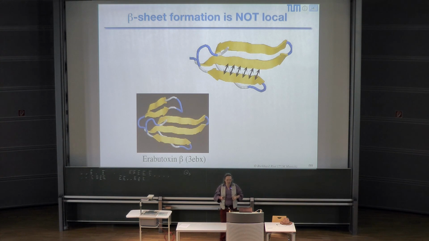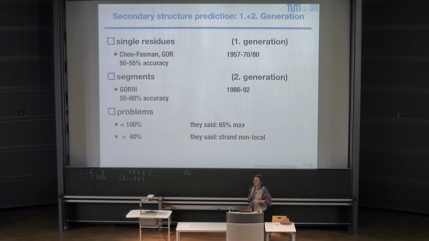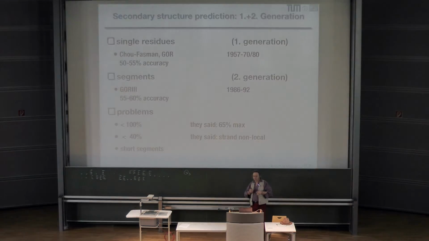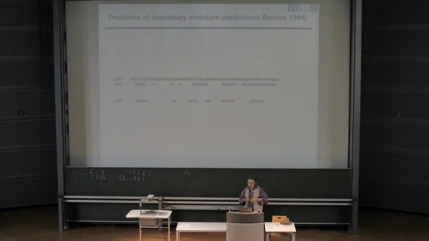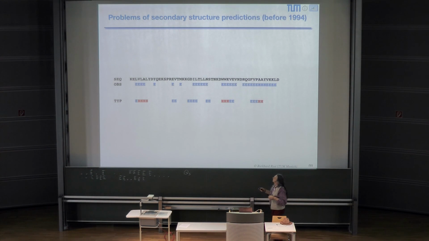This would immediately also suggest that secondary structure prediction accuracy would be much lower for strand. In fact, these methods have only 40% accuracy for strand. So overall they reach something like 55 to 60, then they said it's 65. But for strand, it was almost random. So completely consistent with what we observe. The other problem was really that we have short segments. And let me illustrate that problem here.